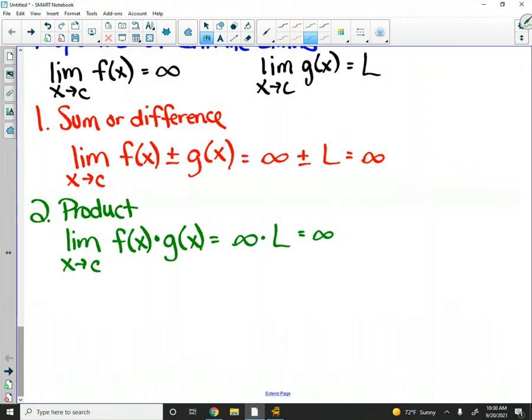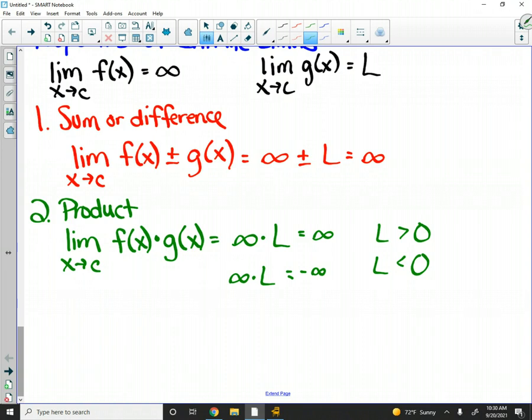Can you think of anything where that won't work? 0 and negative numbers. So for this to work, L has to be greater than 0. If we take infinity times a negative number, so infinity times -2, it's going to be negative infinity. So this is when L is less than 0. So you follow the sign of the L is what you do.